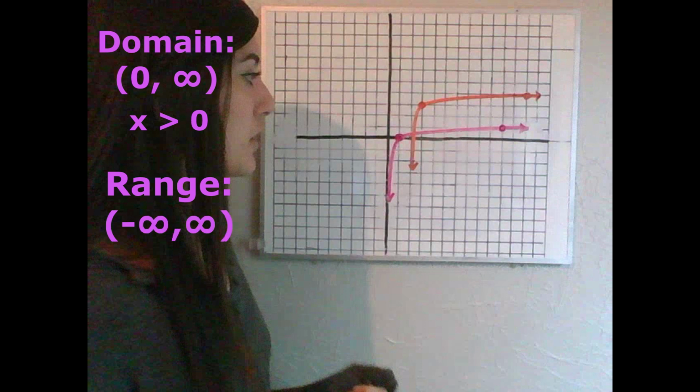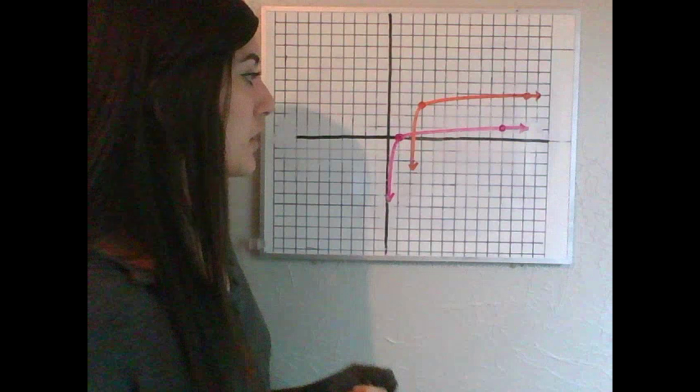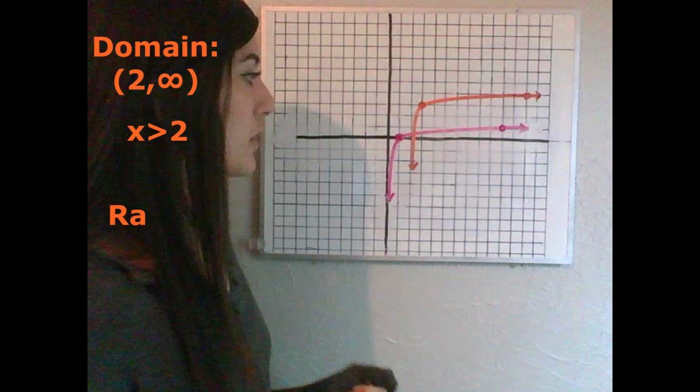When we look at our second function, which was the transformation, the one that I graphed in orange, for our domain, we start at 2 and we go on to infinity. But remember that 2 is not included, so you would use open parentheses, 2 comma infinity, and in inequality form, that would be x greater than 2. My range is, again, going to be all real numbers because my graph is going to go up forever and down forever. So you could say negative infinity to positive infinity.